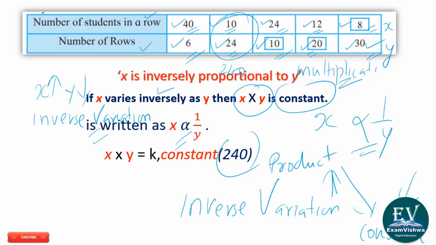Remember. We are doing all this to help you remember. In inverse variation, the product is constant. How will you recognise inverse variation? One number will increase and the other number will keep decreasing. 40 then 6, 8 then 30. Product is 240. That way you should understand this situation. Let us go ahead. So x can be calculated by k upon y, depending upon what is asked.